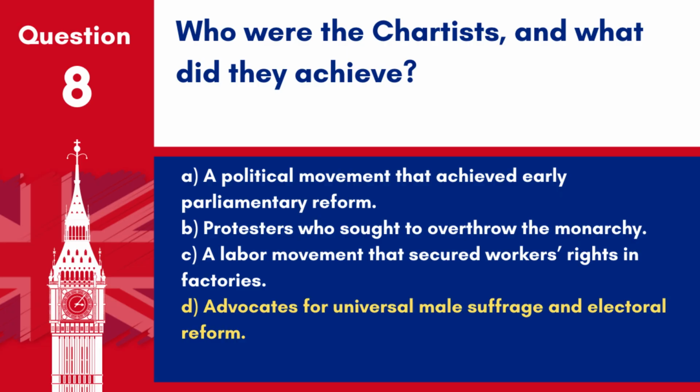Answer: D. Advocates for universal male suffrage and electoral reform. The Chartists were a working-class movement in the 19th century that campaigned for political reforms centered on the People's Charter of 1838, which included demands for universal male suffrage.